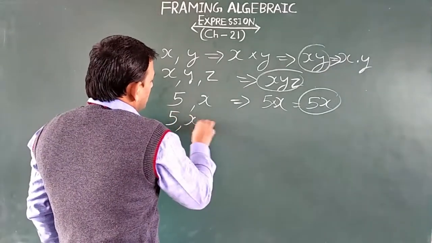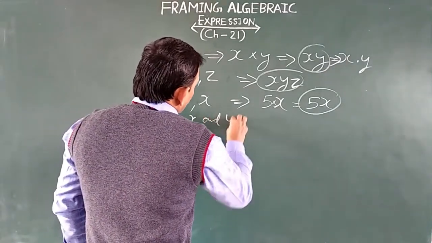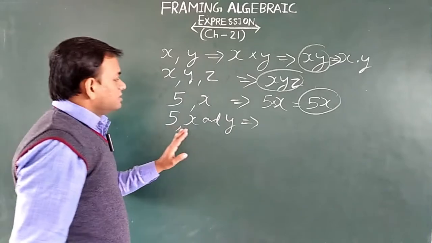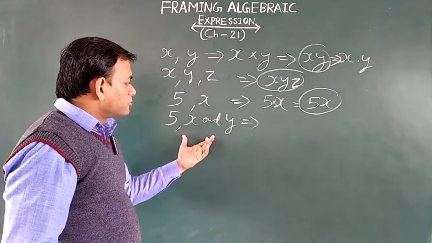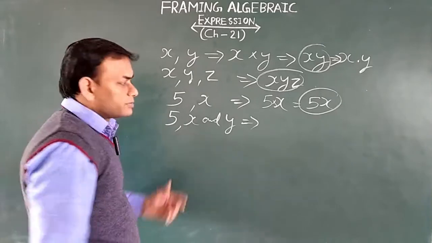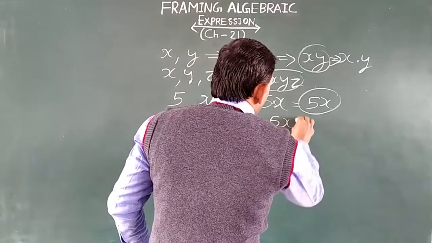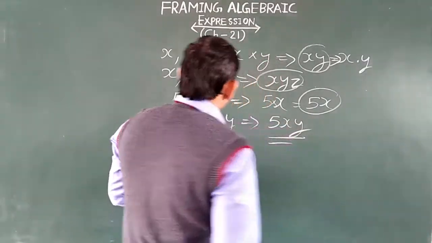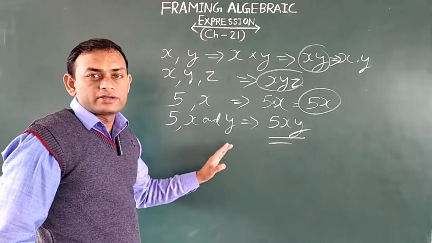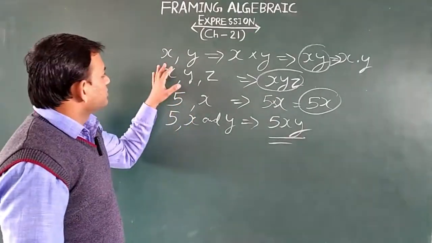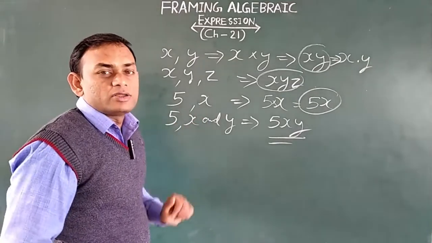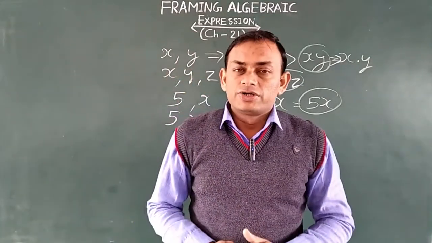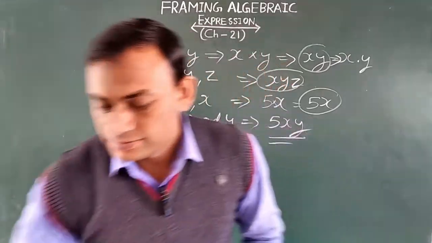Suppose 5, x and y: two variables and one constant are there, and you have to find the product of the three of them. So it will be 5xy. This is the product. Got it? This is some basic thing which I already told you in chapter 18. Now let's start exercise 21.